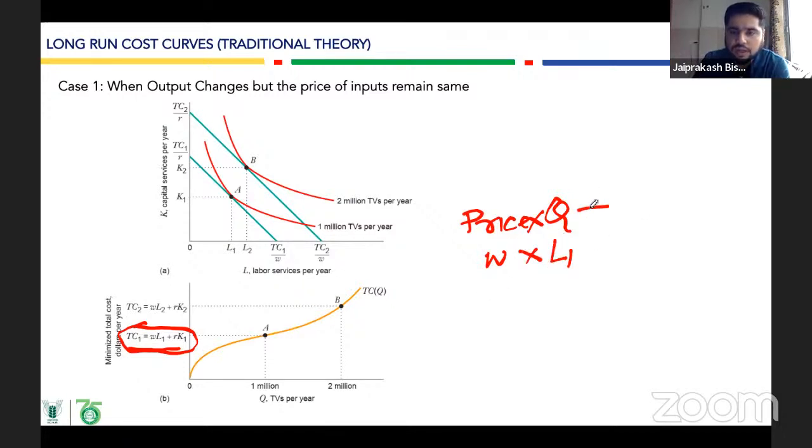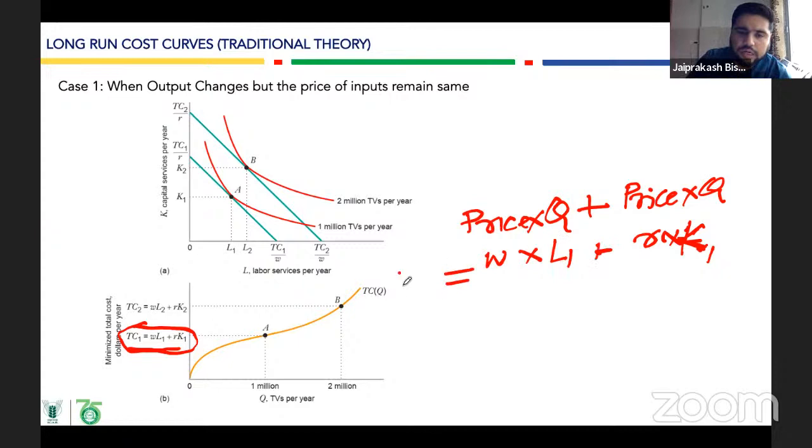Similarly, price into quantity, so price is your rent into your K1, this is your capital, this is your price of capital. When you add this, it will give you TC, total cost, for producing 1 million units of TV.